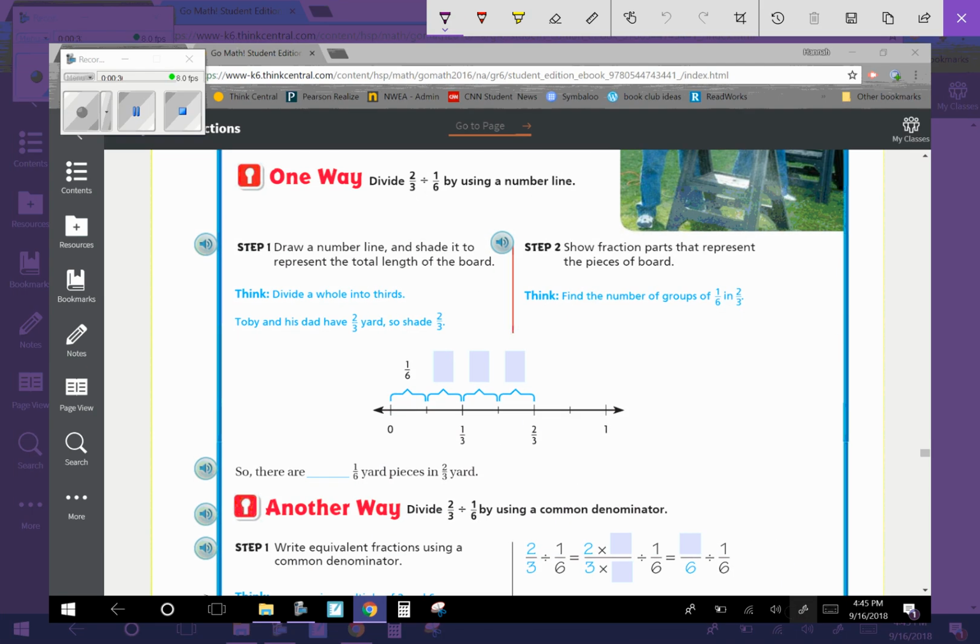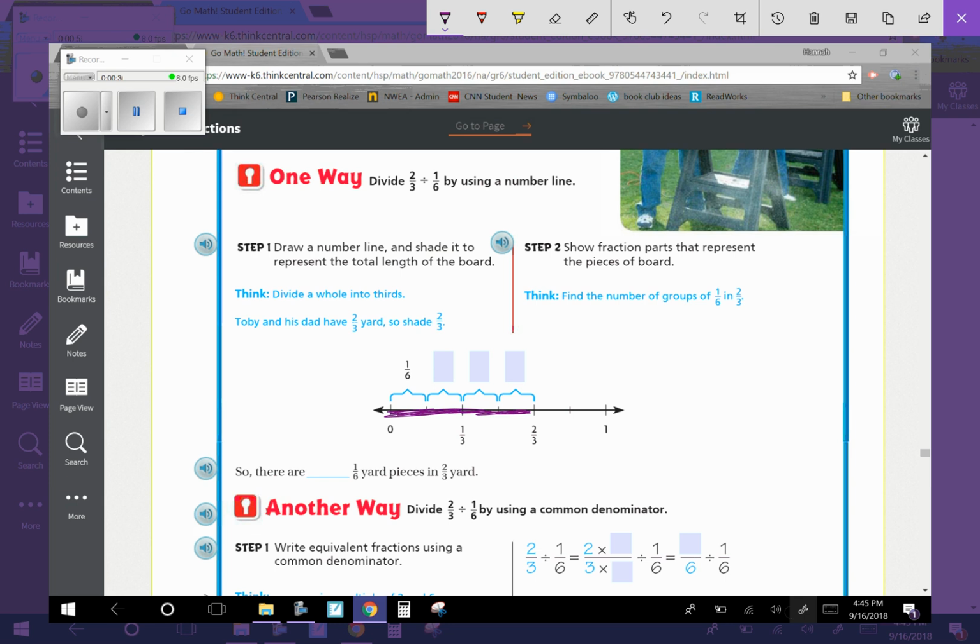So we need to think, I'm going to divide a whole into thirds. So they've already divided those into thirds. And then, Toby and his dad have 2/3 yard, so shade in 2/3 of the yard. So divide it into thirds. This is the 2/3 that we are talking about.